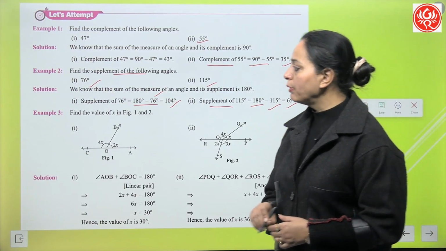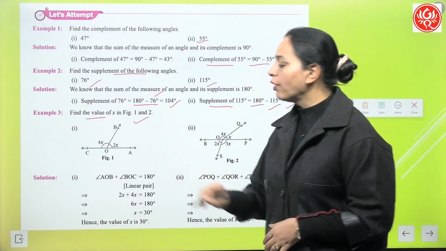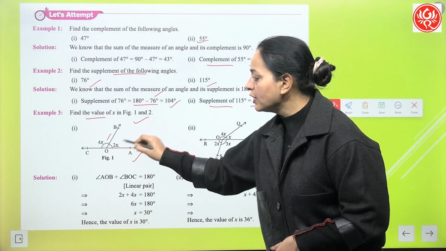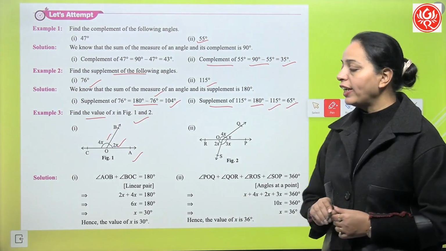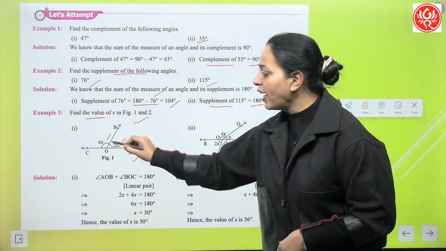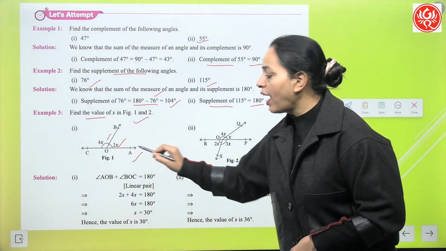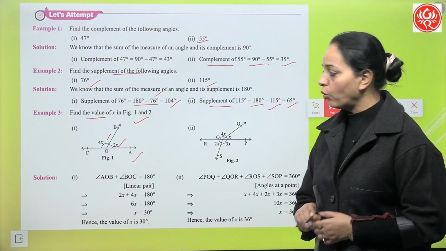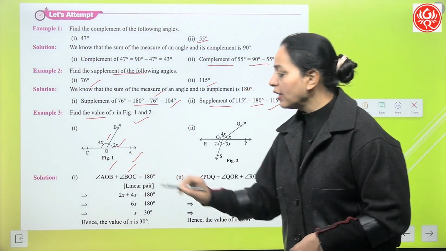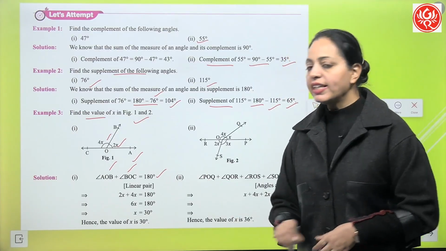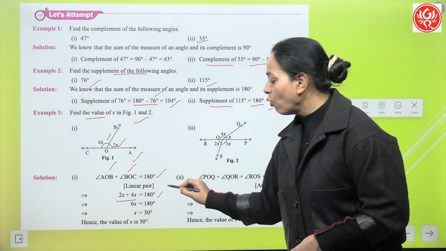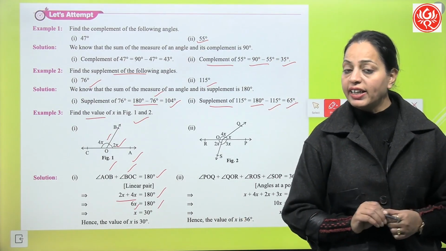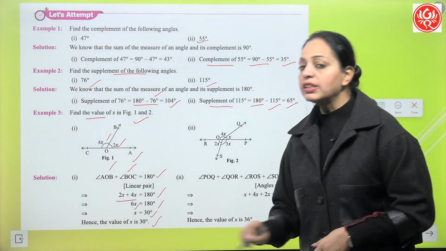Right. Now example 3, find the value of x in figures 1 and 2. See this figure 1, first part, here we have two angles 4x and 2x. We have to find x. You can see these two angles are adjacent and they are on one line. So their sum is 180 degrees, linear pair. Okay. So angle AOB plus angle BOC equals 180 degrees, linear pair. So 2x plus 4x equals 180 degrees. So 6x equals 180 degrees. So x equals 30 degrees.